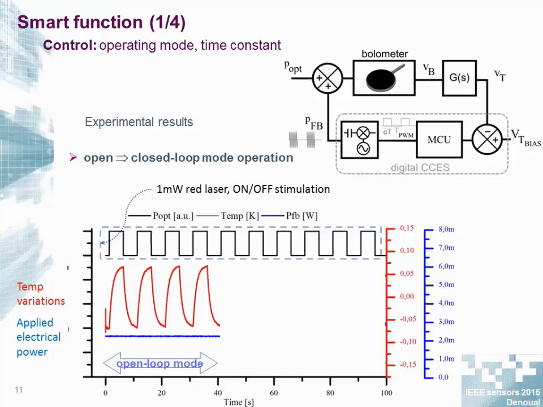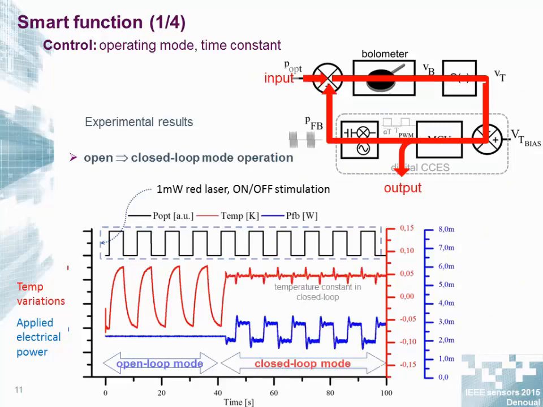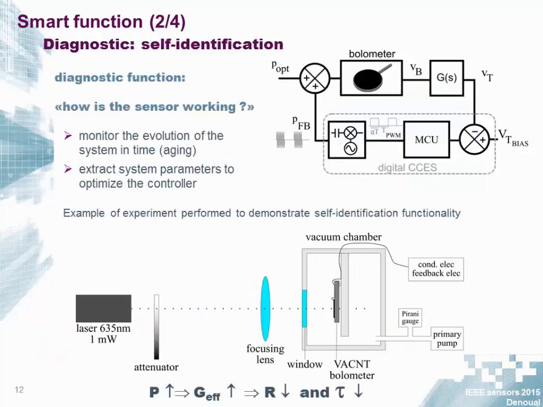And if we go in closed loop mode, then we have the feedback and the output is here. And we can see that temperature is kept constant because of closed loop mode operation. And the time constant is reduced, the bandwidth is increased, and we can see the shape of a square wave in the feedback. So this is just to show you the closed loop mode operation. And now I will go on with the self-identification function.